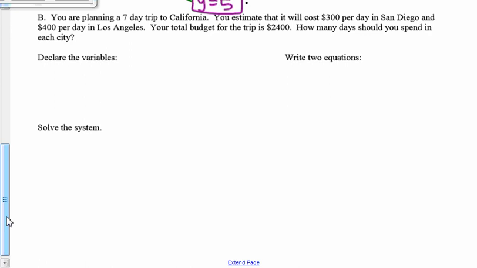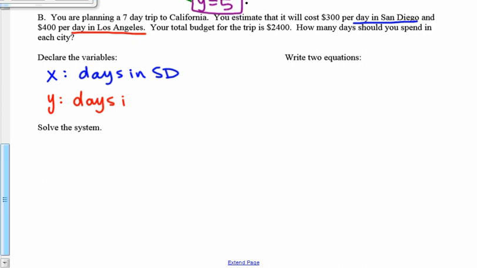So I'm going to go ahead and declare my variables first. I'm going to say one of them is x, one of them is y, and then go from there. So I'm going to go ahead and associate San Diego with my x's. But I'm not just going to say that x represents San Diego. Actually, x is going to represent the days I spend in San Diego. So I'm going to say days in SD, San Diego. And then my y is going to be associated with my Los Angeles. So I'm going to say that the y actually represents the days I'm in Los Angeles. So days in LA.